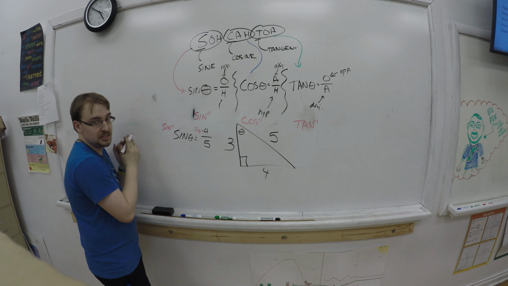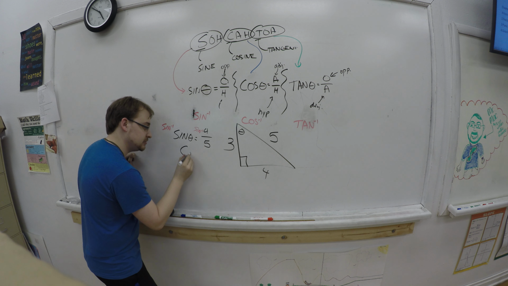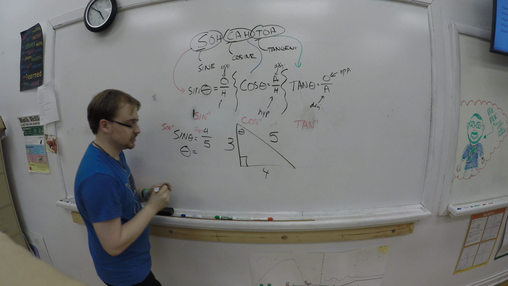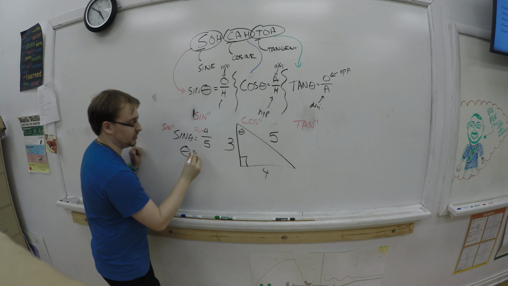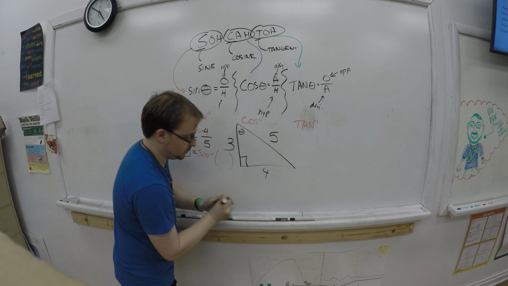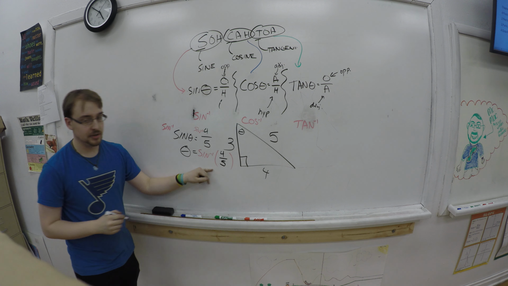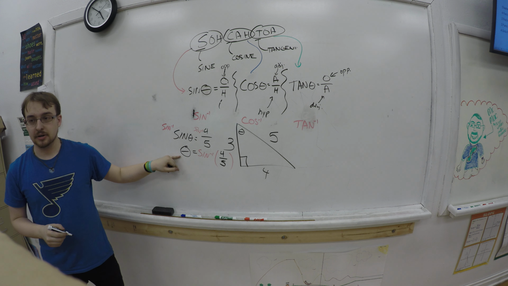When you undo something, it disappears. It turns into 1. 1 times the number is just that number. So it's just theta equals, we sine inverse this whole thing, right? So sine inverse the whole thing. What's the whole thing? 4/5. Plug that in your calculator. Get your angle.